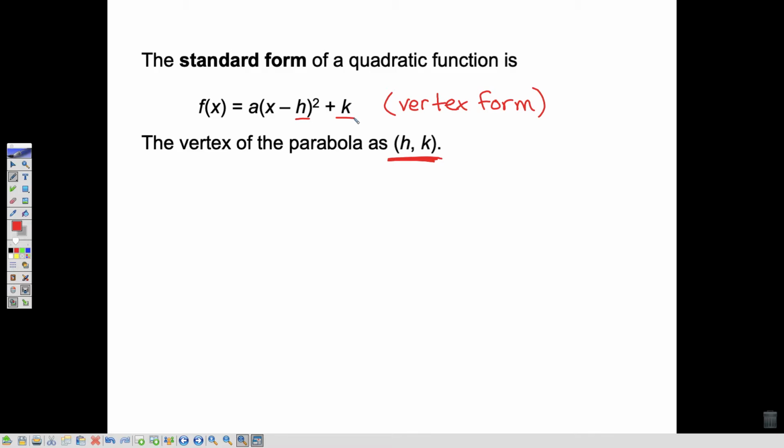So we're going to be looking for, and I would probably add a plus and a minus up here. What does that plus and minus do? It opens up or down. So the plus or minus, whether it opens up or down, the A, what does it do? It decides whether it's wide or narrow. Right, it's the rate of change.